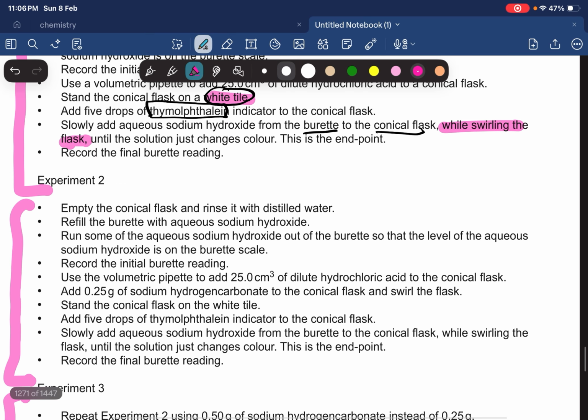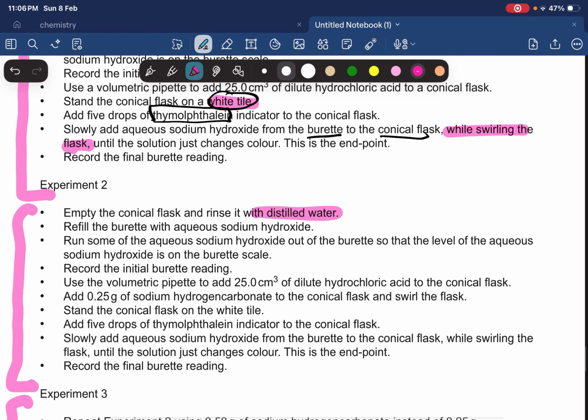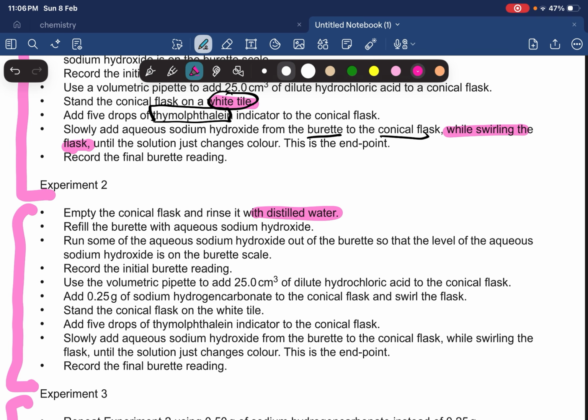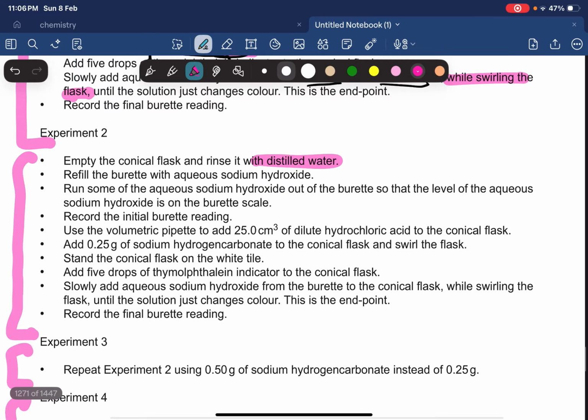Okay. Experiment 2: empty the conical flask and rinse it with distilled water. Why do we do it with distilled water? Because the moles don't change. In the conical flask, we have fixed moles, fixed volume, and the moles don't change. That's why we can rinse it with water, but for the burette, we cannot do it with water. Remember, for the burette, we wash it with the liquid that we have to pour in it. Please don't mess this up. Refill the burette with aqueous sodium hydroxide. Run some of the aqueous sodium hydroxide out of the burette so that the level is on the burette scale. We're not washing it because we're pouring the same liquid into it. Record the initial burette reading.